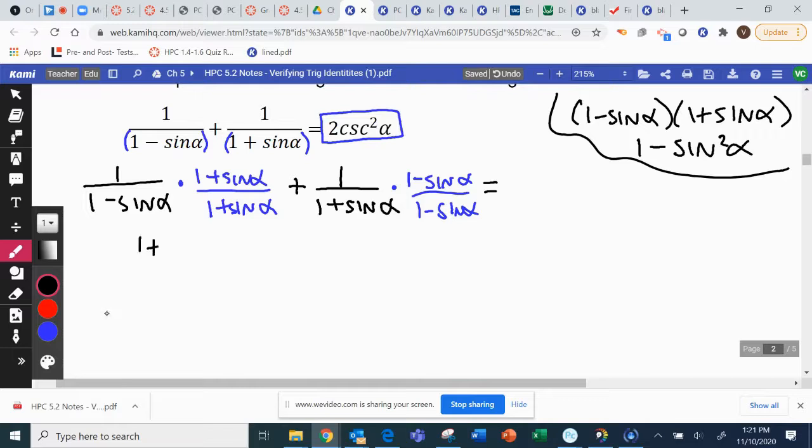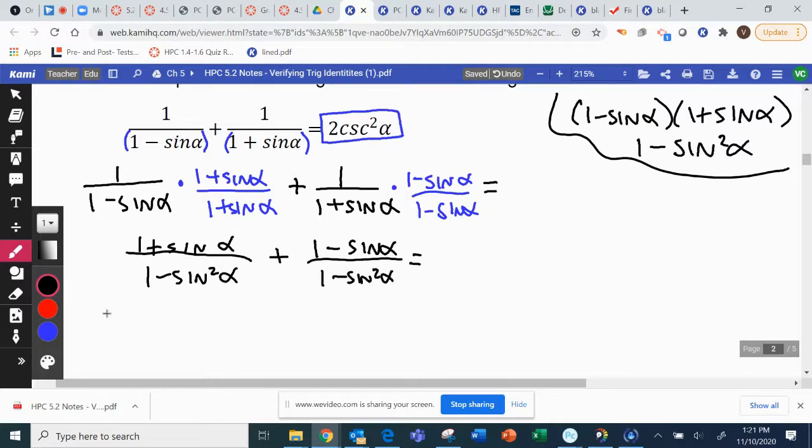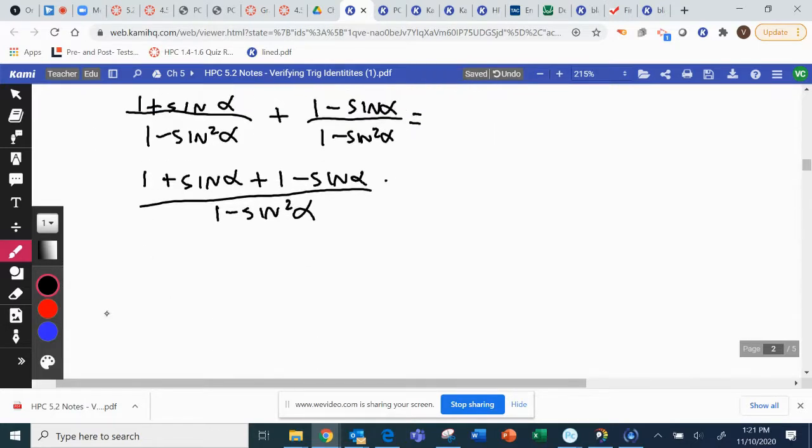So I have 1 plus sine alpha over 1 minus sine squared alpha plus 1 minus sine alpha over 1 minus sine squared alpha. And so I'm going to add the numerators. And then I'm going to collect like terms.